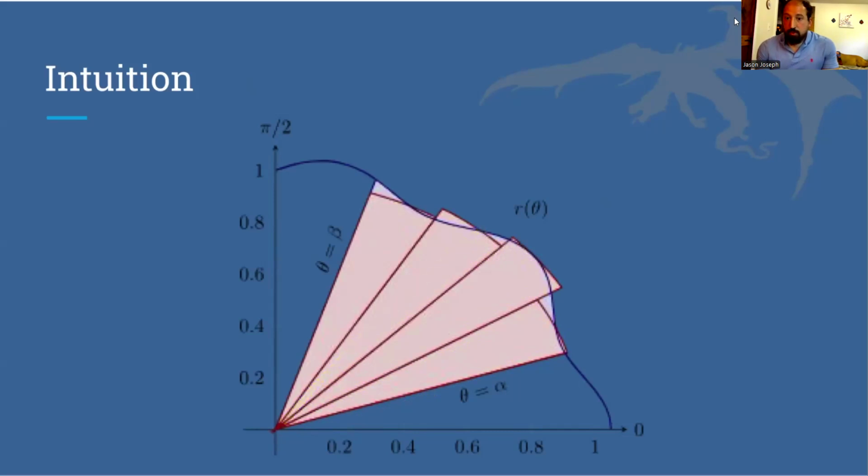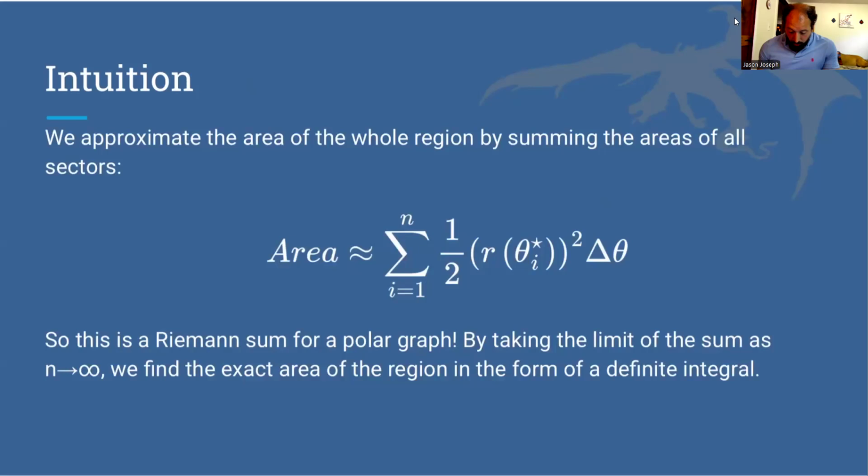I want to say the red area here is the approximation that we would get using a Riemann sum with four sectors, and you can see that's a pretty good approximation for this curve. The approximation is just adding up areas of sectors. We're not going to ask you to do this, but it's important to see this because it helps you to understand where the integral comes from.